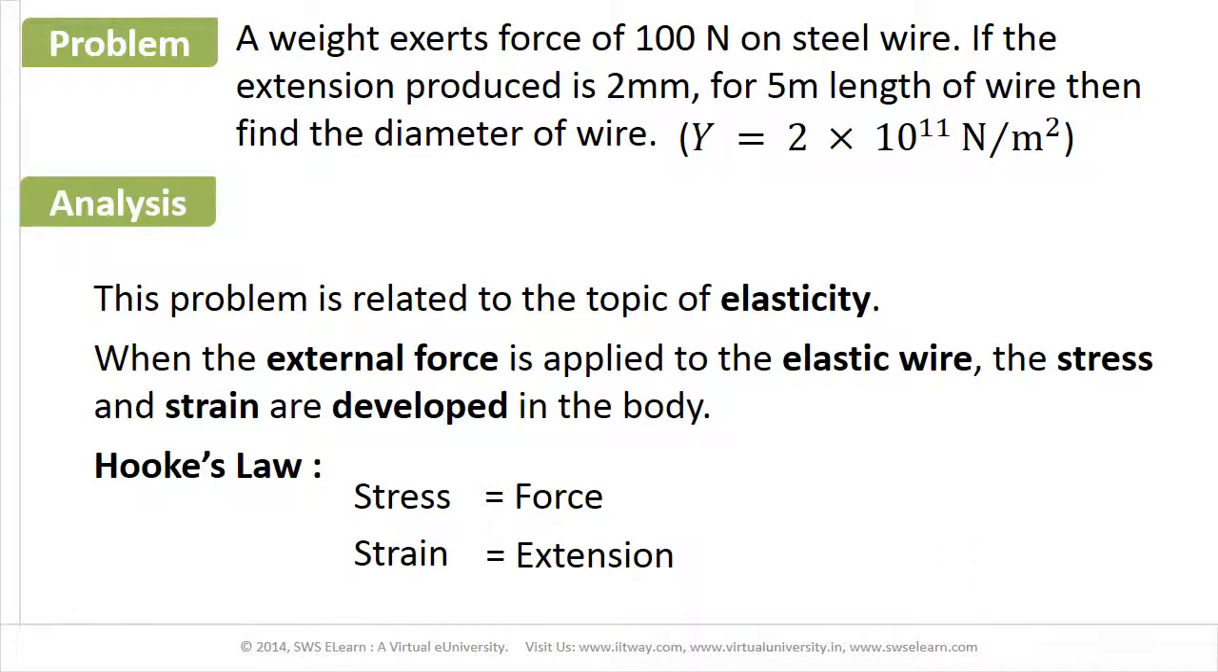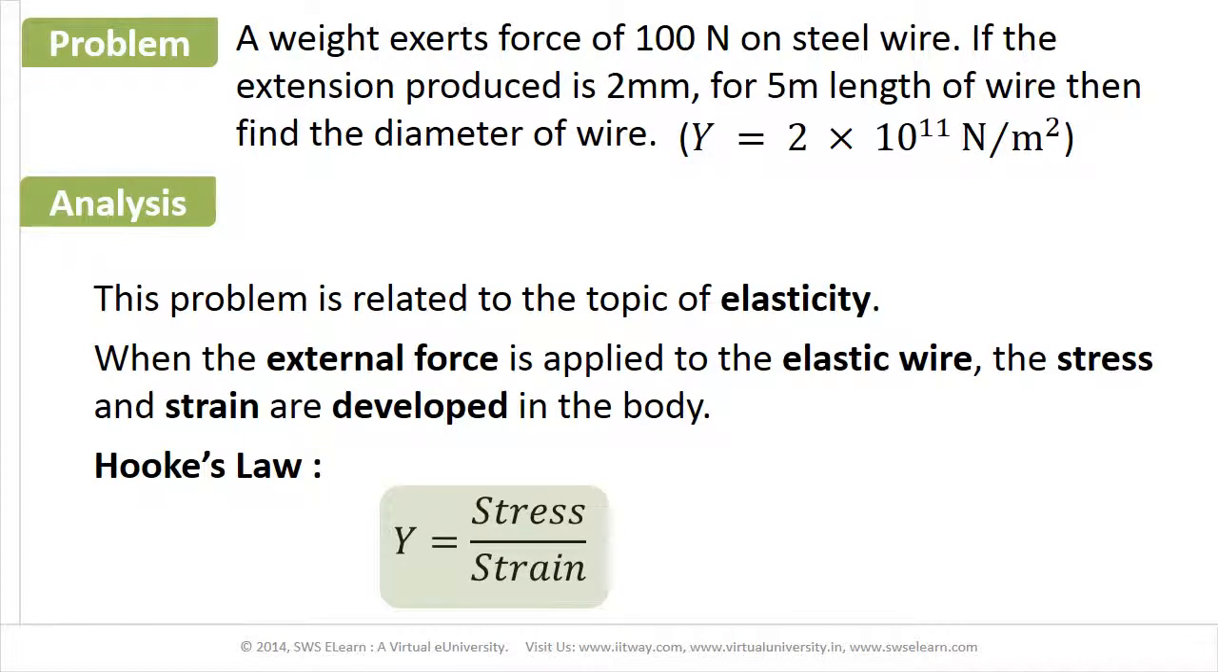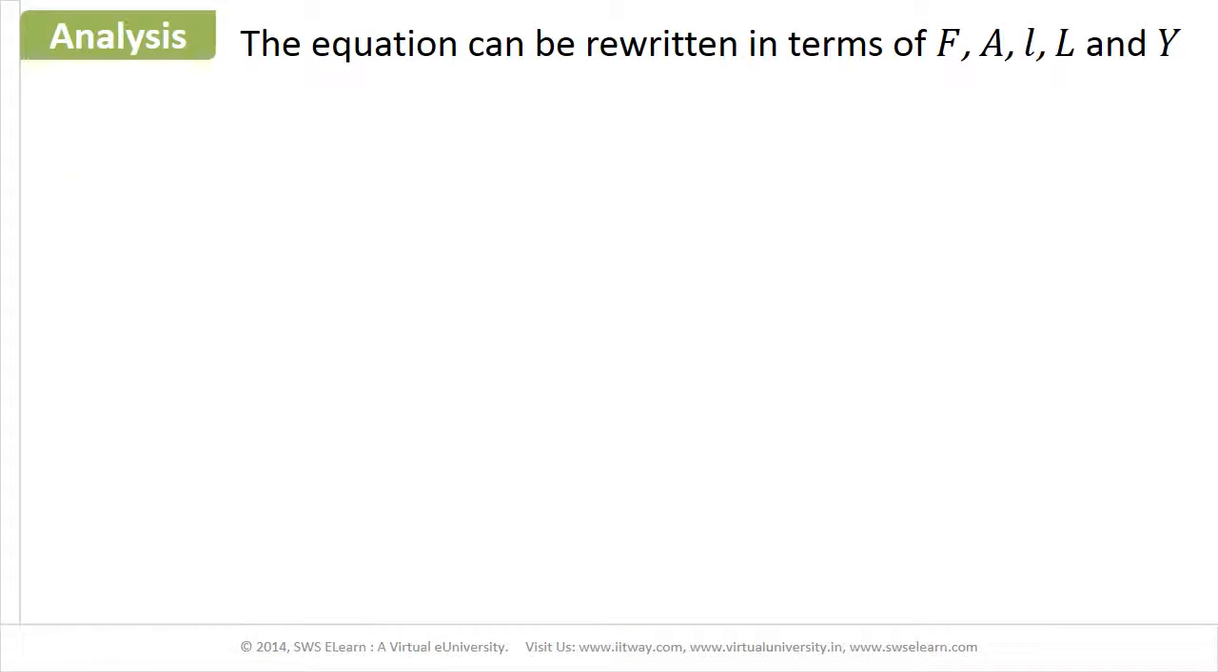Hooke's law states that Y equals stress upon strain. The equation can be rewritten in terms of force, area, extension, length, and Young's modulus of the wire. Therefore, Y is equal to capital F upon A, the whole divided by small l upon capital L.